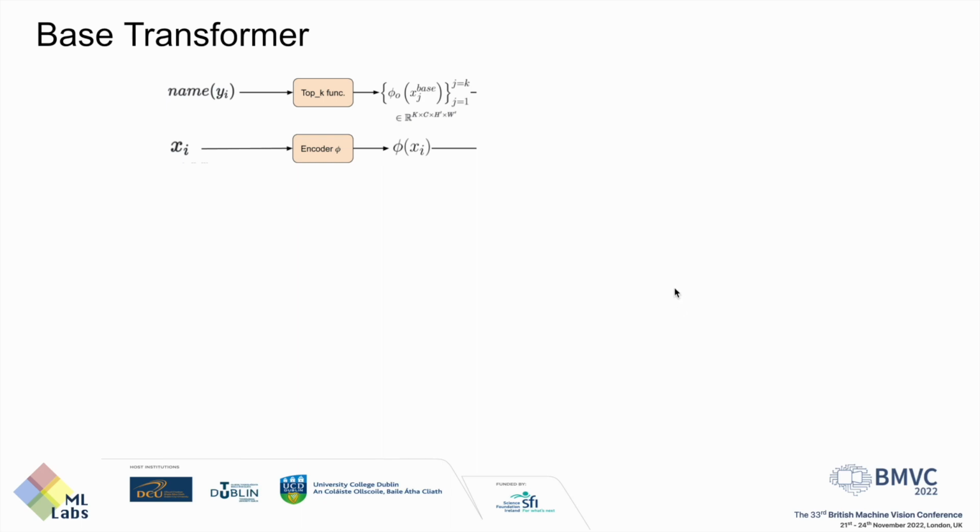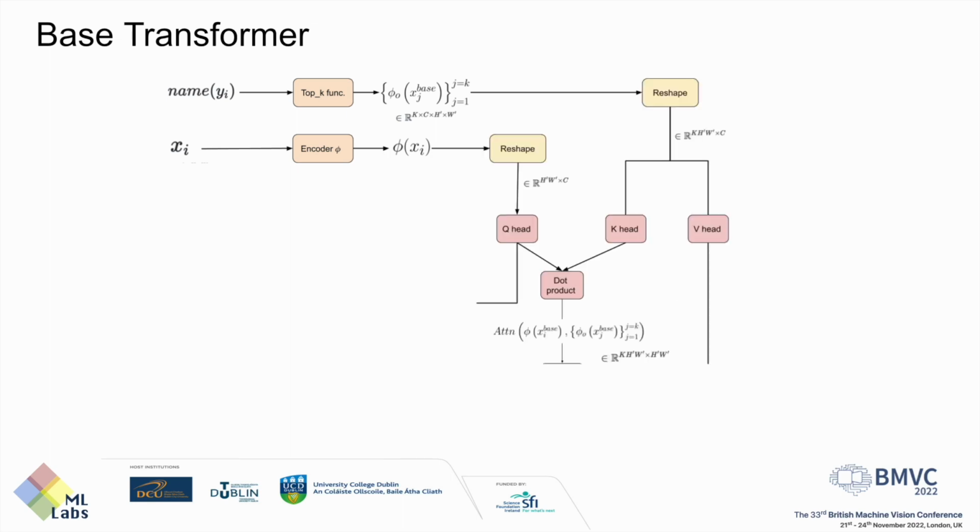In more detail, we make use of a cross-attention mechanism between all spatial locations of the support instance and all spatial locations of the closest base instances. First, the support instances pass through encoder phi to get the representation phi of x_i. The class name is used by the semantic query function top-k to get the closest base instances whose feature representations are obtained using phi naught, which is a fixed encoder we get after pre-training the network.